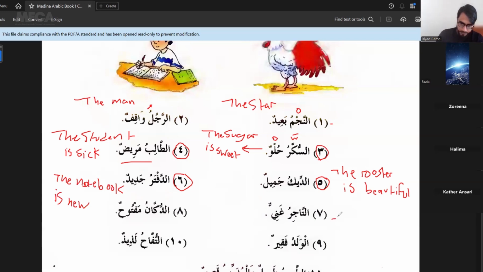Okay, I'll do the next one. At-tajiru ghaniyun. The businessman is rich. You know Ghanaian because Ghanaian is rich. Okay, the businessman or the merchant is rich. I'll also do the next one. Ad-dukanu maftuhun. The store is open. Okay, I'll also do the next one. Al-waladu faqirun. The boy is poor. Faqirun is poor. I know Ghani is rich and I know rich and poor.